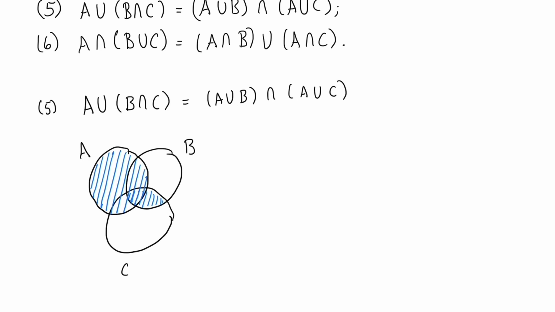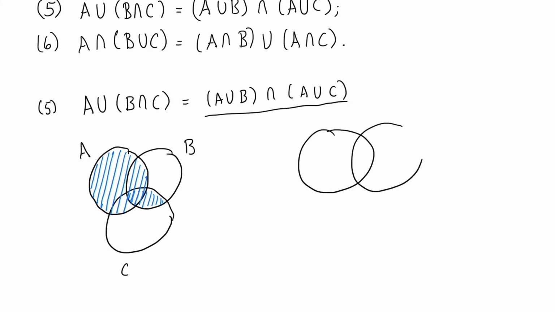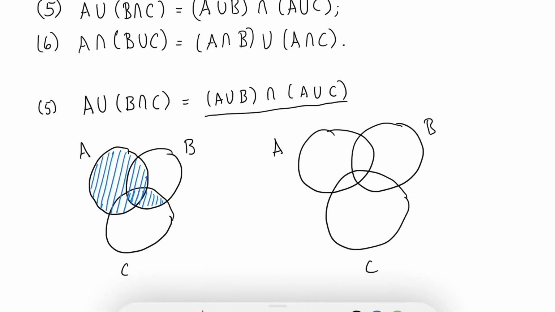So if we look at this from a Venn diagram point of view, this shaded area represents A union B intersect C. Now let's do a Venn diagram for this half. Here, since we have parentheses, the first things that we do is we do the operations within the parentheses. So I'm actually going to use a light color for this one.